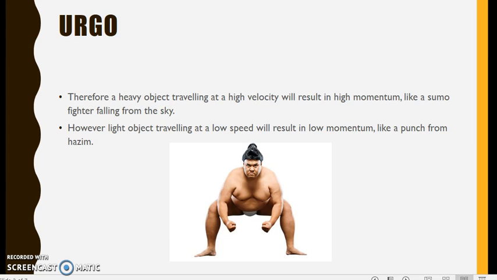You see, the sumo, he's very heavy, right? Very heavy. And falling from the sky, oh man, you fall really fast. So, falling fast plus heavy equals momentum high. And like Hazin, his fist is basically just bones. So it's about negative 2 grams, and times its velocity, which is 0, you get practically 0 momentum, and you won't get hurt by it.